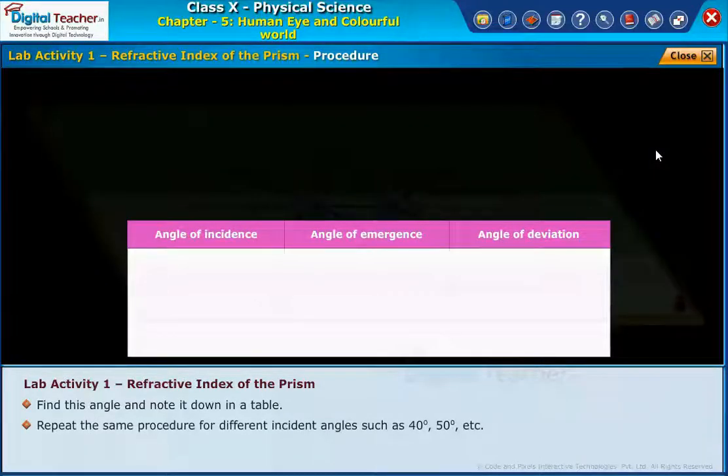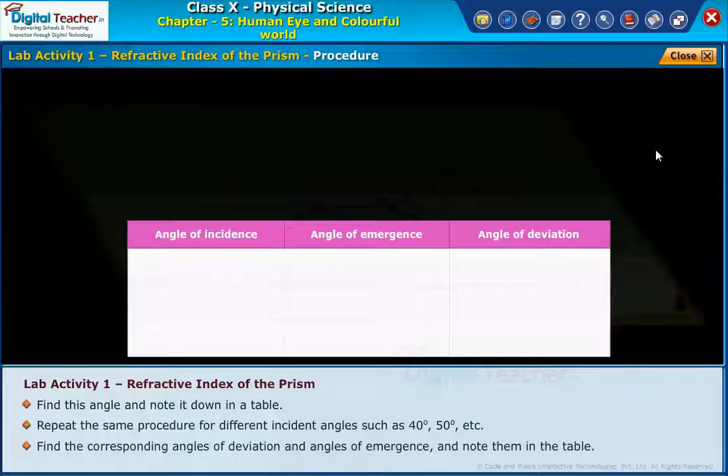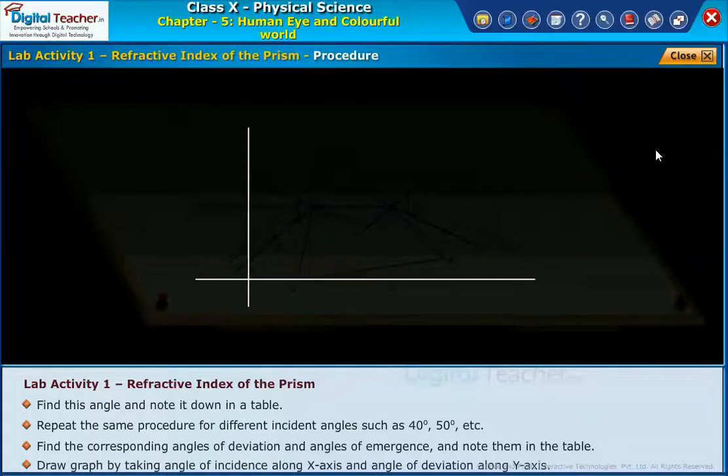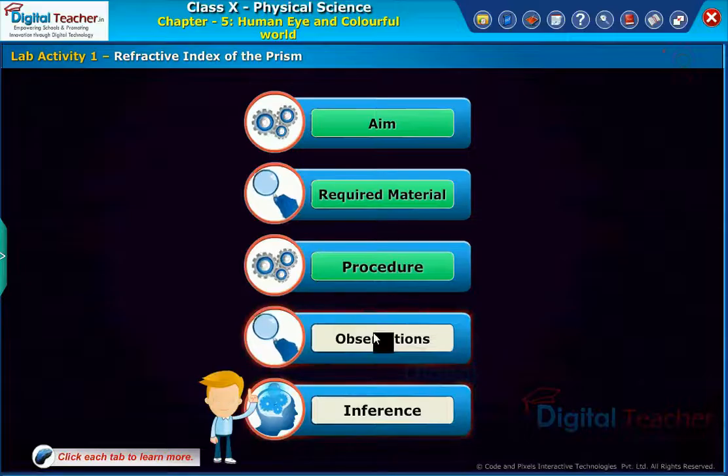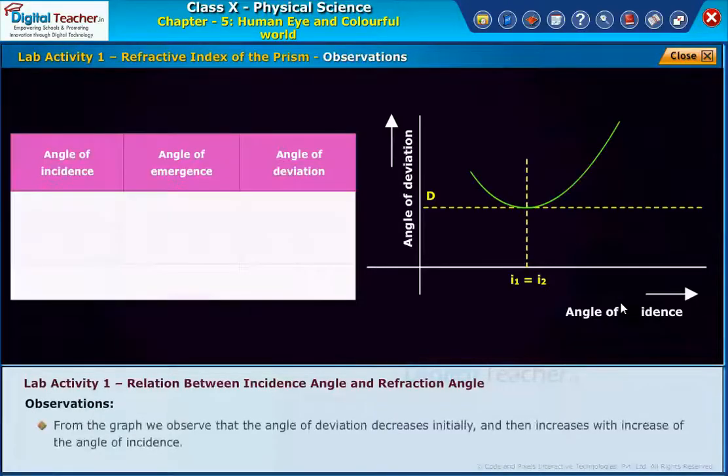Repeat the same procedure for different incident angles such as 40 degrees, 50 degrees, etc. Find the corresponding angles of deviation and angles of emergence and note them in the table. Draw a graph by taking the angle of incidence along the x-axis and the angle of deviation along the y-axis. From the graph, we observe that the angle of deviation decreases initially and then increases with increase of the angle of incidence.